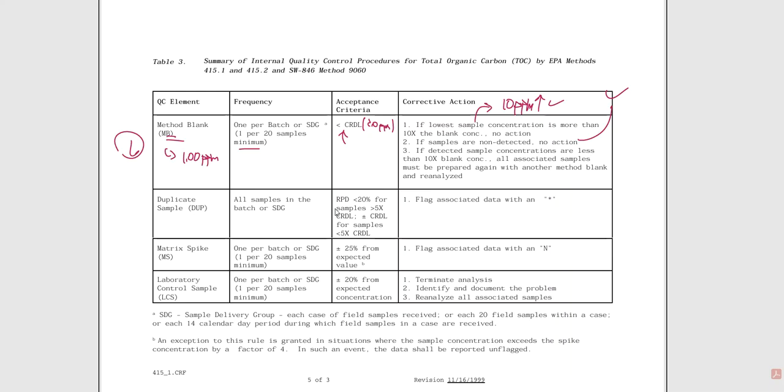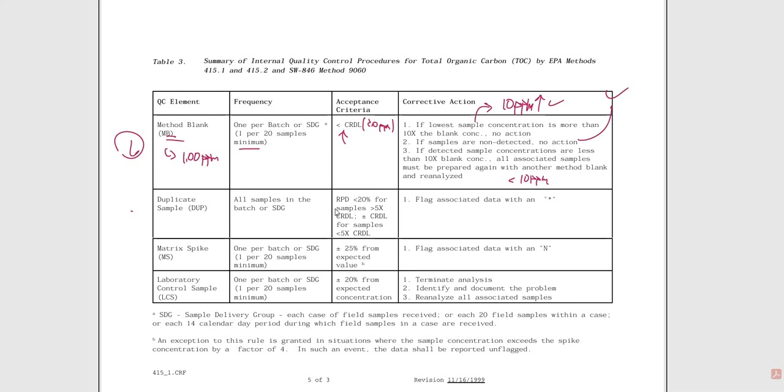But number 3, it says if the detected samples are less than 10 times the blank. So if this is going to be less, in this example that I've done, less than 10 ppm, and our samples are reading 4 ppm, 3 ppm, 5 ppm, and so forth, then everything has to be prepared again with another method blank and reanalyzed, because that's contamination and it's messing with our results and it's messing with our values.